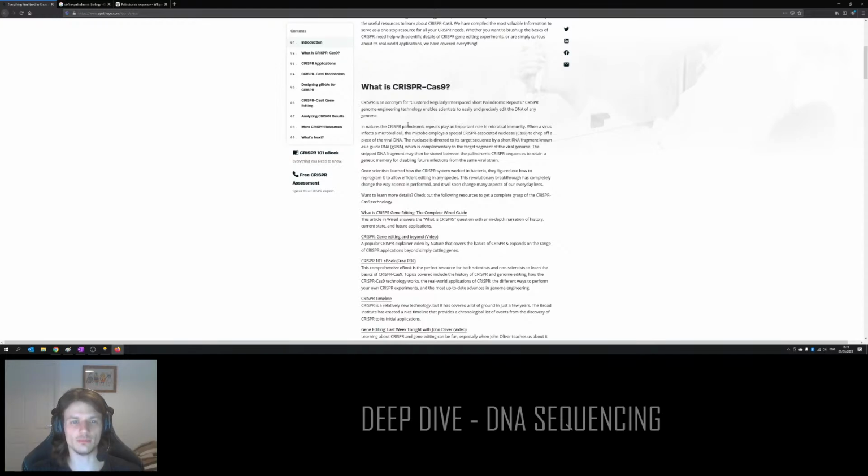When a virus infects a microbial cell, the microbe employs a special CRISPR-associated nuclease, Cas9, to chop off a piece of the viral DNA. The nuclease is directed to its target sequence by a short RNA fragment known as a guide RNA, which is complementary to the target segment of the viral genome. The snipped DNA fragment may then be stored between the palindromic CRISPR sequences to retain a genetic memory for disabling future infections from the same viral strain.